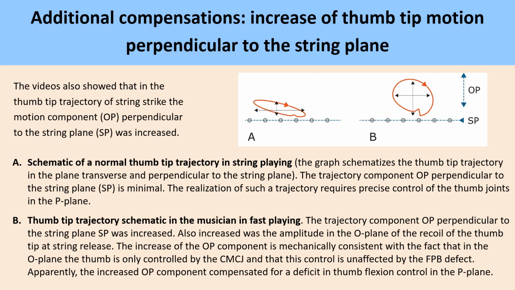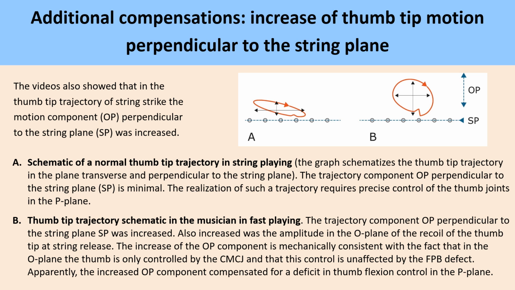Additional compensations. Increase of thumb tip motion perpendicular to the string plane. The videos also showed that in the thumb tip trajectory of string strike, the motion component OP perpendicular to the string plane SP was increased. A. Schematic of a normal thumb tip trajectory in string playing. The graph schematizes the thumb tip trajectory in the plane transverse and perpendicular to the string plane. The trajectory component OP perpendicular to the string plane is minimal.